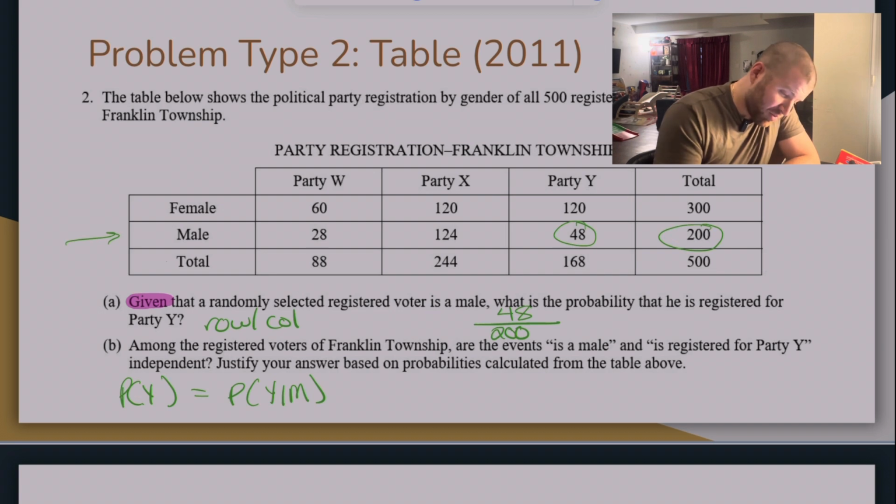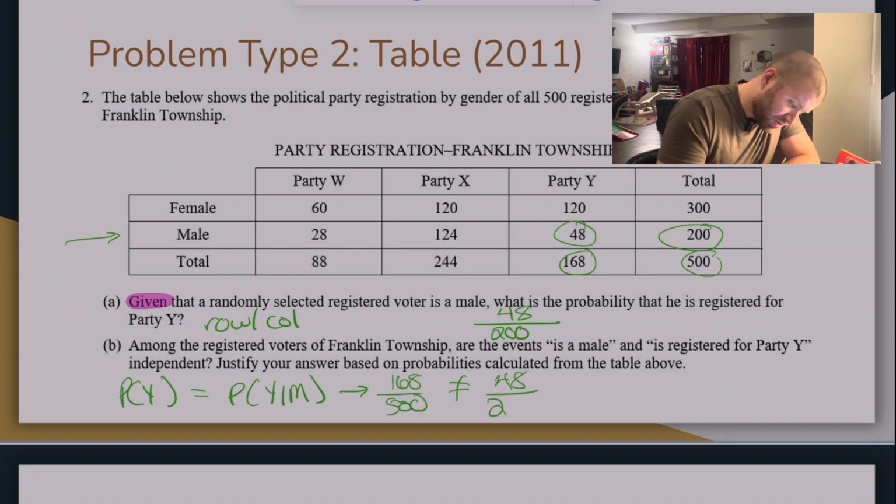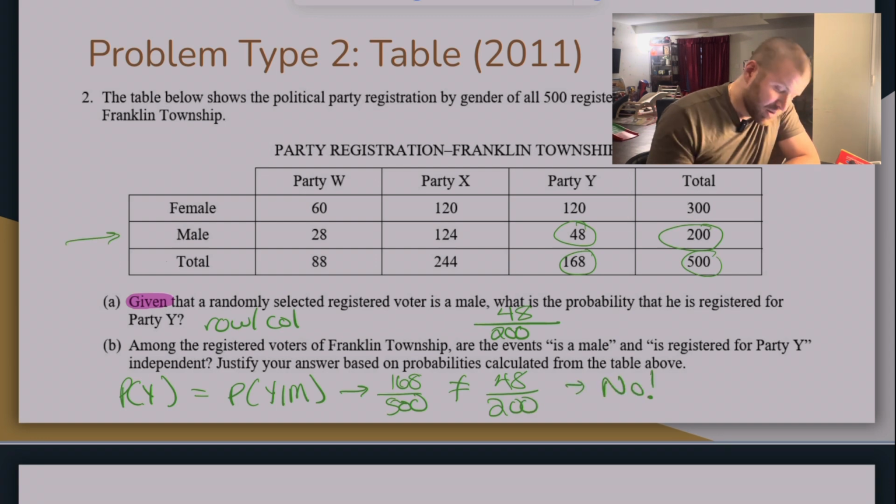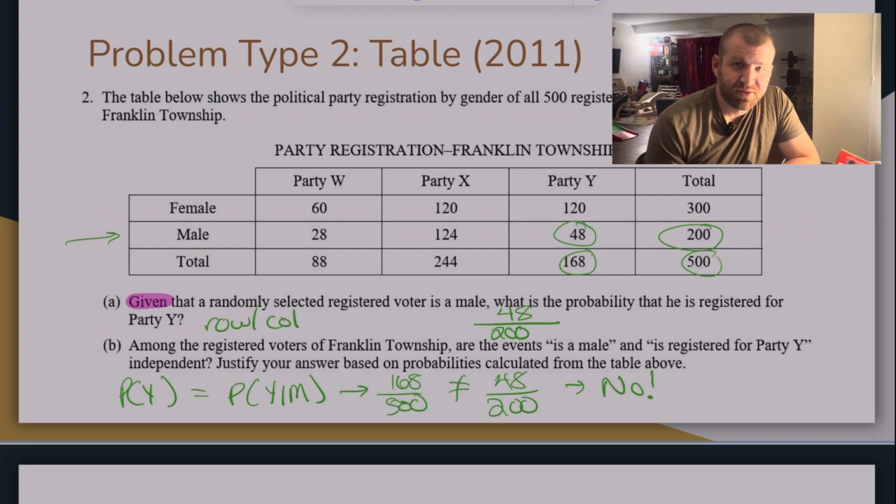So, well, what's the probability of being a part of party Y? That's 168 out of 500. That does not equal 48 out of 200. So now they are not independent.